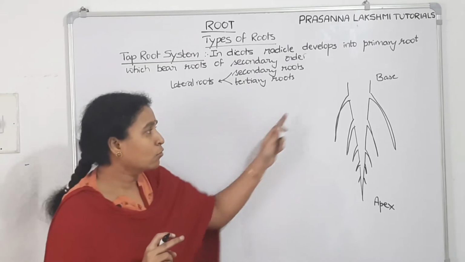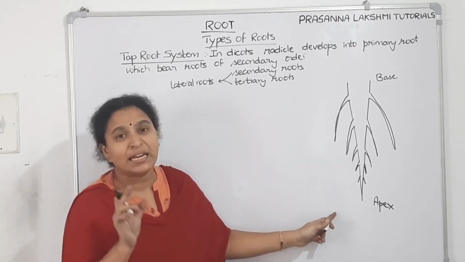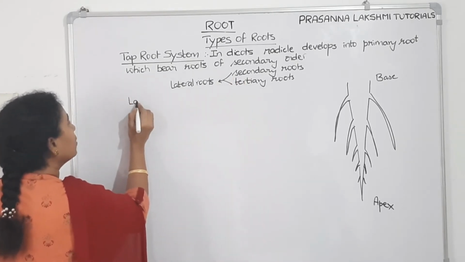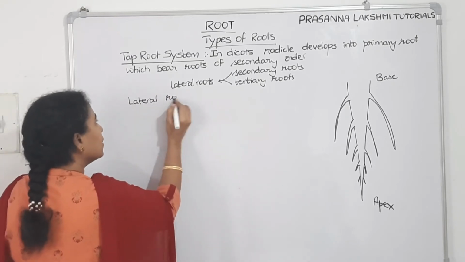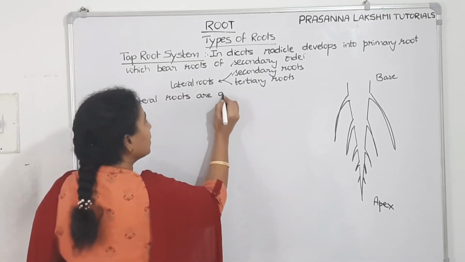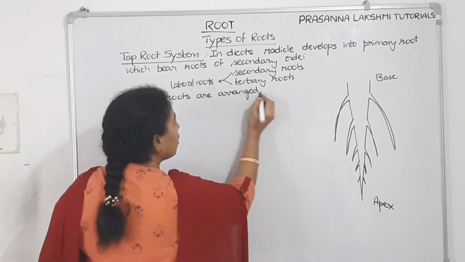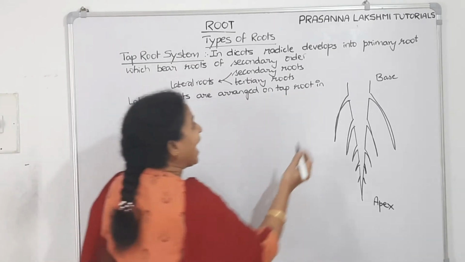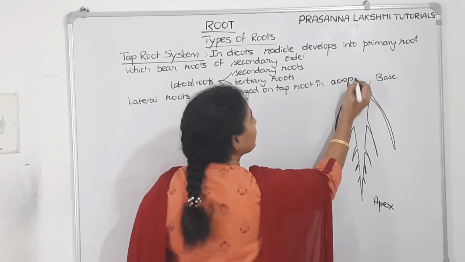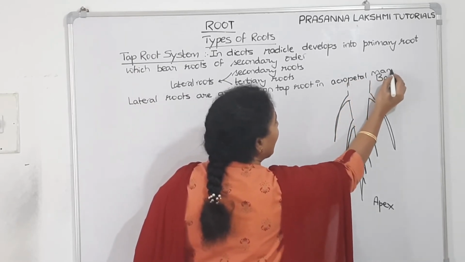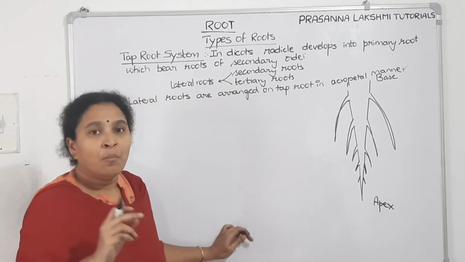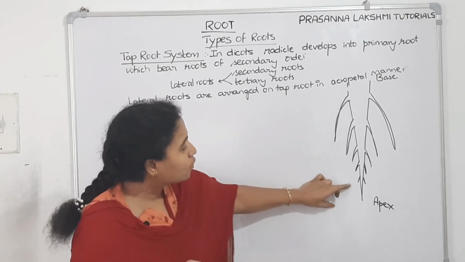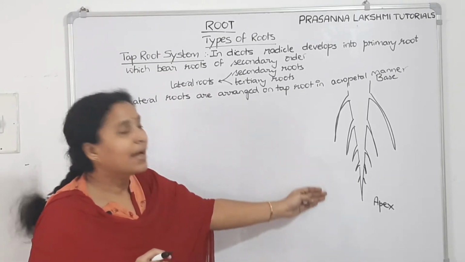Now the lateral roots are arranged on the taproot in acropetal manner. The lateral roots mean secondary and tertiary roots. So let me write down: the lateral roots are arranged on the taproot in which manner? In acropetal manner. What do you mean by acropetal manner? Bigger root toward the base, smaller root toward the apex. This is a bigger root, comparatively you are going smaller. So this arrangement is called acropetal manner.